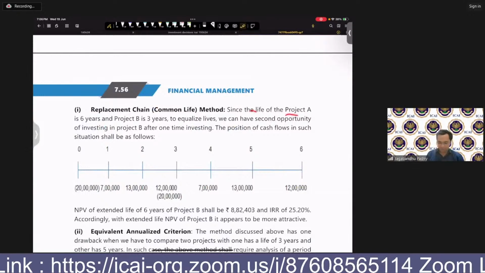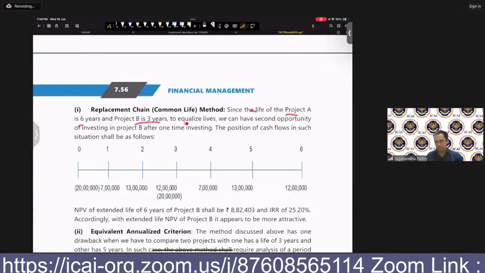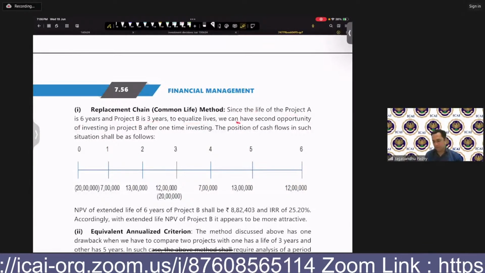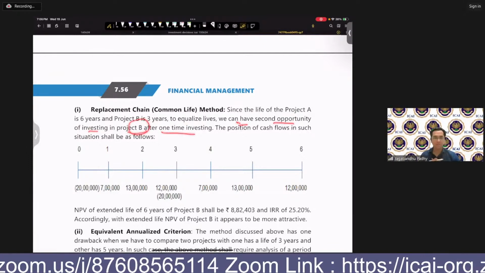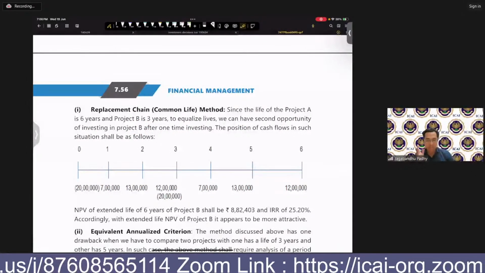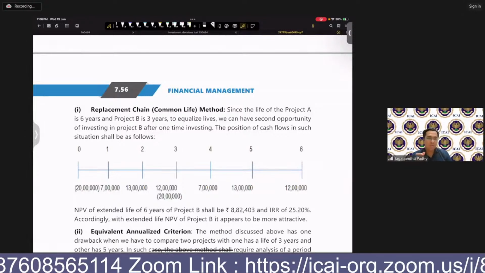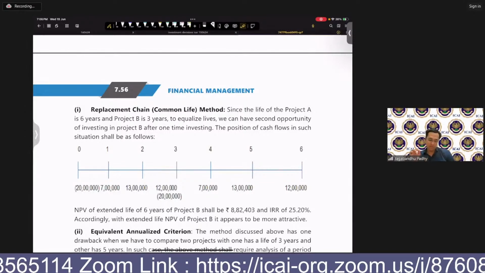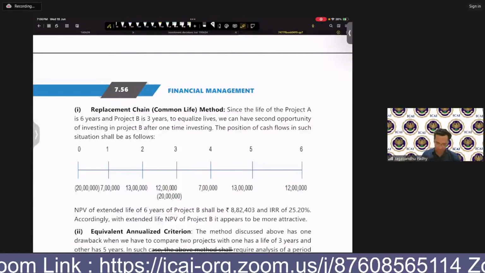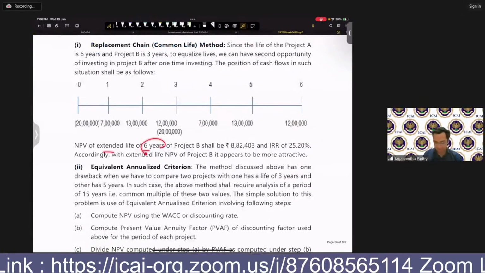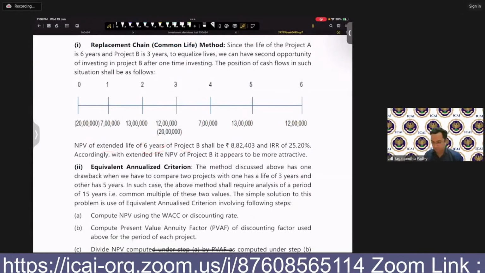So since the life of project A is 6 years and project B is 3 years, to equalize the lives, we can have the second opportunity of investing in project B after one-time investment. So after invested once, the project gets over in the third year. So now you say, to make it comparable, we will invest again in the third year and realize the money in the 6th year.